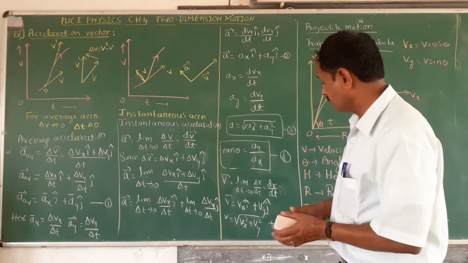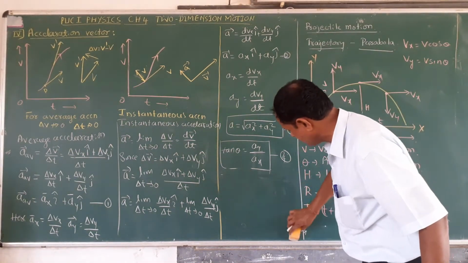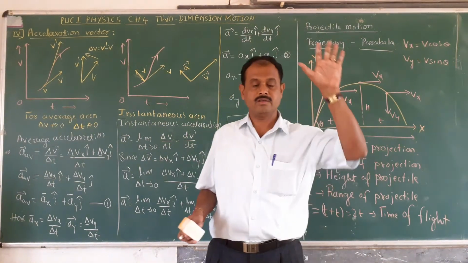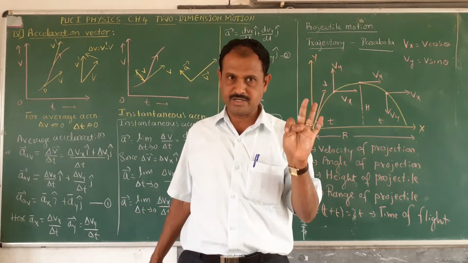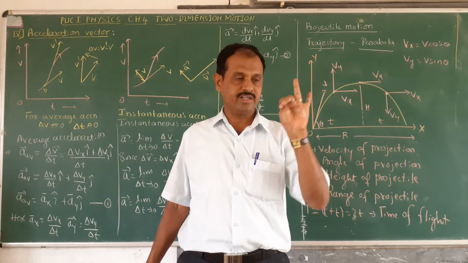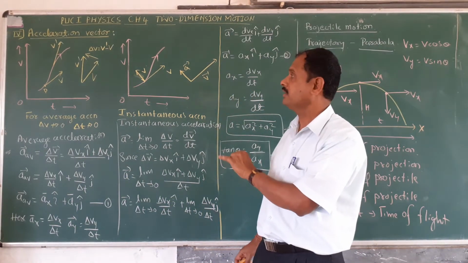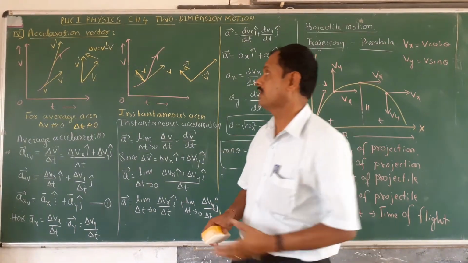These things I have discussed in the previous video clip. Now you come to the last point. The first point is position vector, the second point is displacement vector, and the third point is velocity vector. The fourth point we discuss in this video clip clearly, that is the acceleration vector.